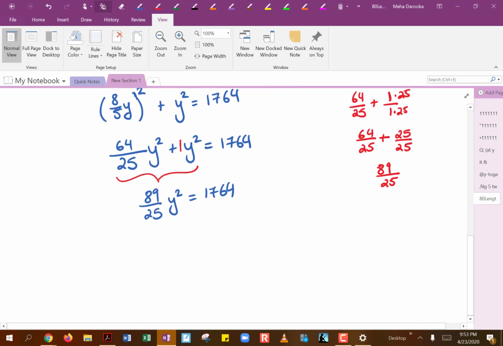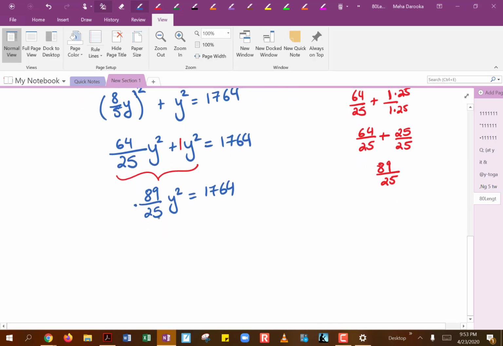Now again, of course, our goal is to get y by itself, so let's start by multiplying both sides by inverting this fraction and multiplying both sides by 25/89. So these guys will cancel out. We've got y squared left behind, and then your right hand side, you're basically taking 1764 multiplying with 25 and dividing by 89, and you are actually going to end up getting 495.505618. So not a clean answer. It's going to be this decimal value.